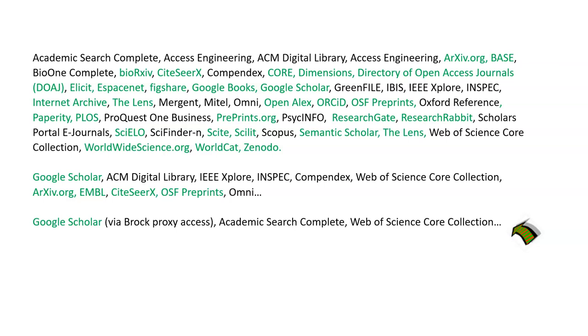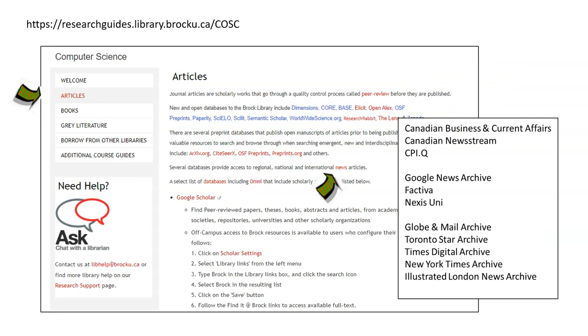For this assignment, for what you need to do, Google Scholar via the Brock proxy access is what you should use. Academic Search Complete is a great database that has core journals, core articles, core magazines. And Web of Science Core Collection, like I described, has core articles that are scholarly, peer-reviewed, that will meet your requirements for anything in this particular course. So there's 3 sources of those 415 that I would suggest you use.